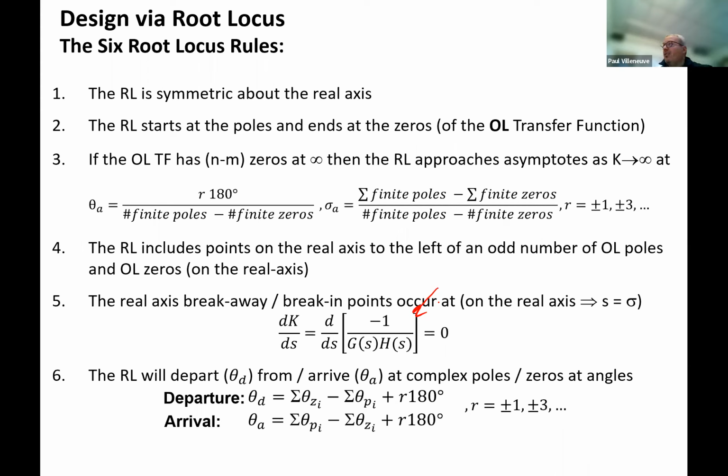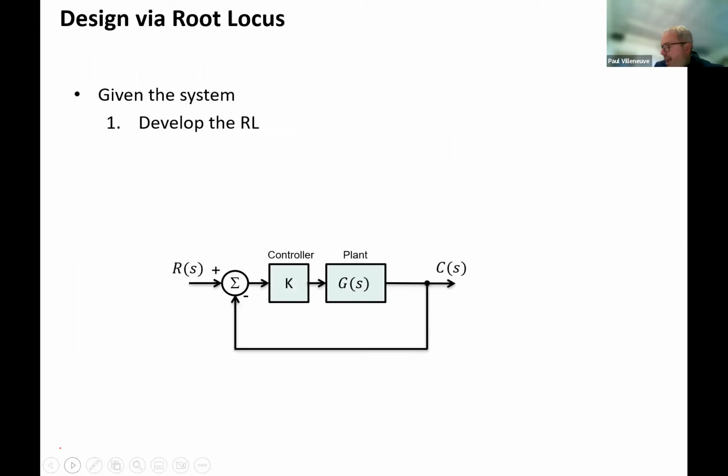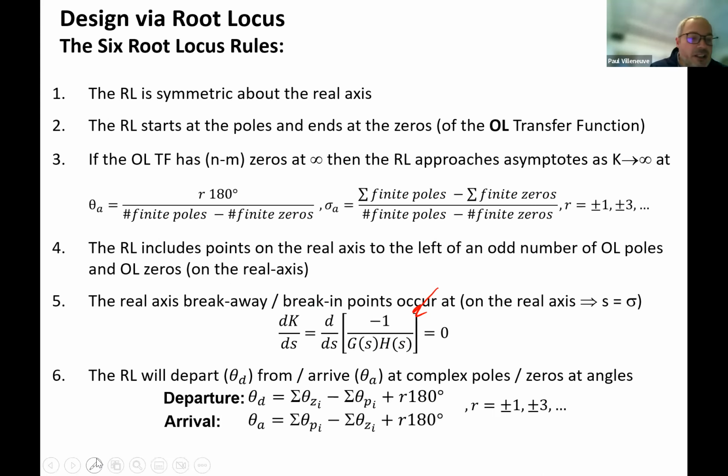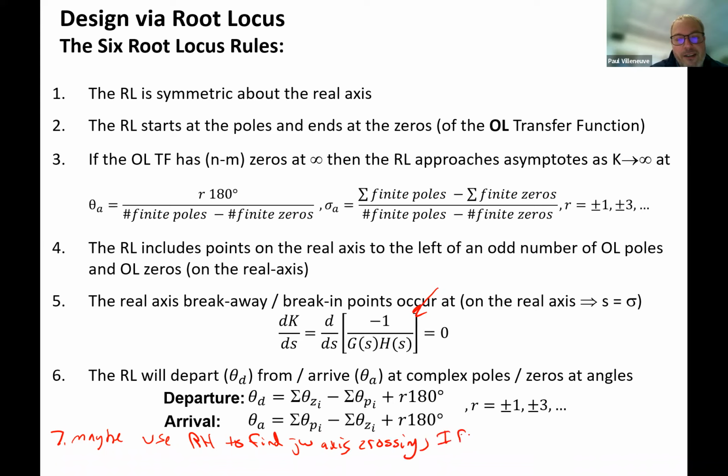The departure angle or the arrival angle, you use those equations. And we could add a seventh one if it's applicable. I didn't include it on here because it doesn't always have applicability, but 7, and we'll put maybe, is use Routh-Hurwitz to find the jω axis crossing. And this is if applicable. That's why it's a maybe.